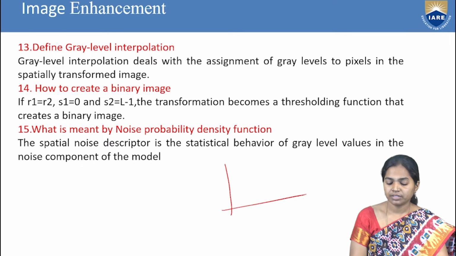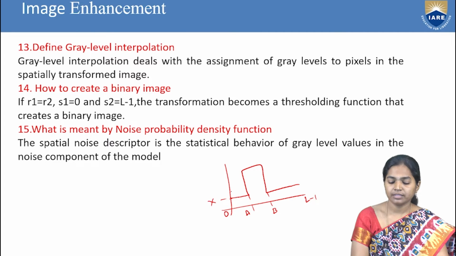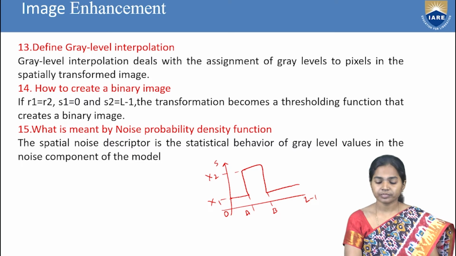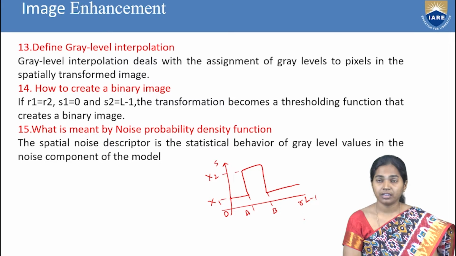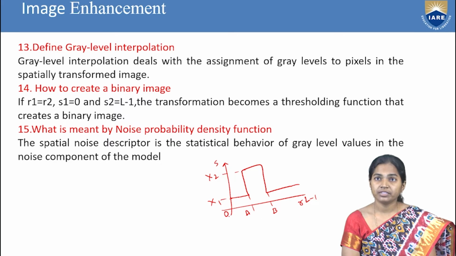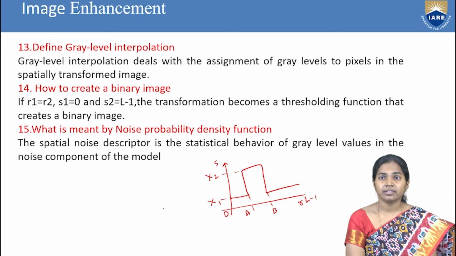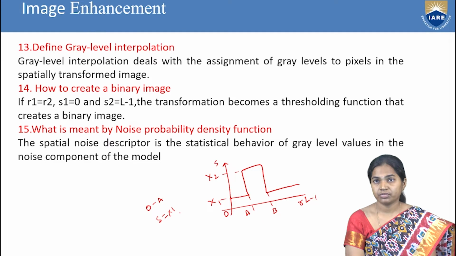Observe here in gray level slicing, this is the maximum gray level L minus 1. Here is 0, A, B. This is X, here it is X1, here it is X2. Here S is the output, representing with R the input. If the range is between 0 to A, what about S? 0 to A, S equals X1.